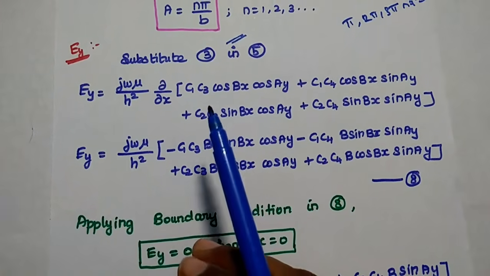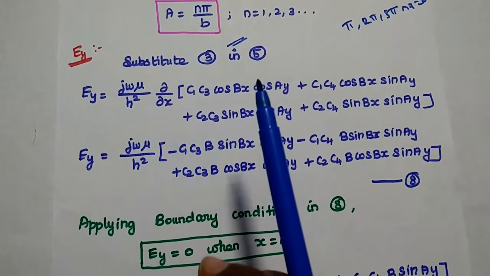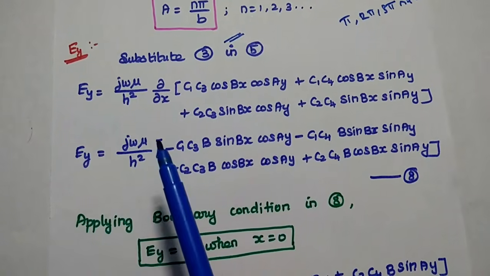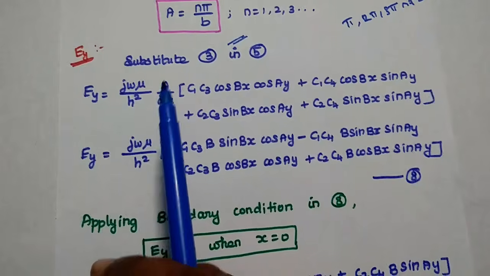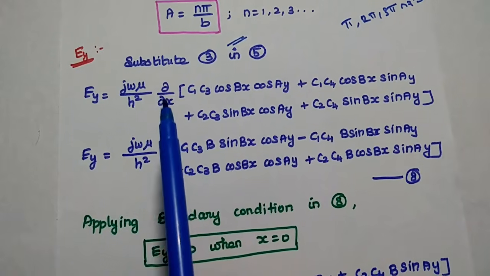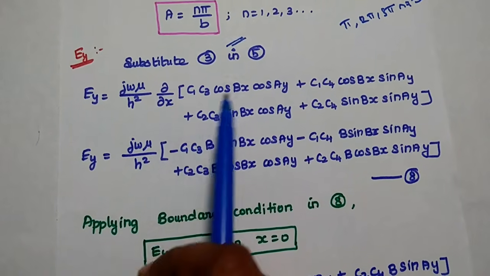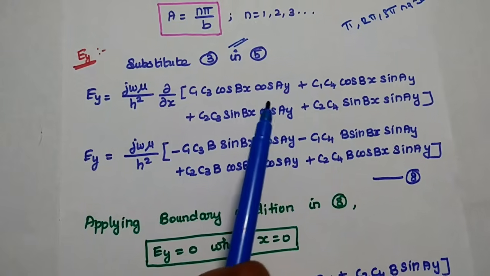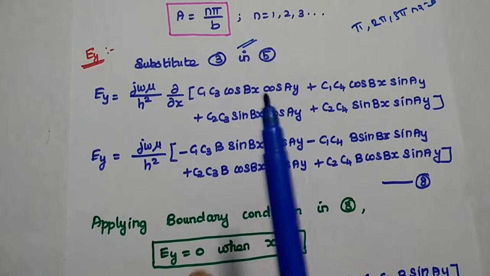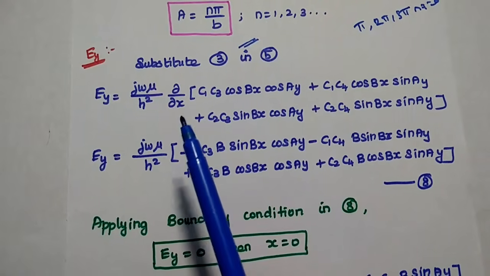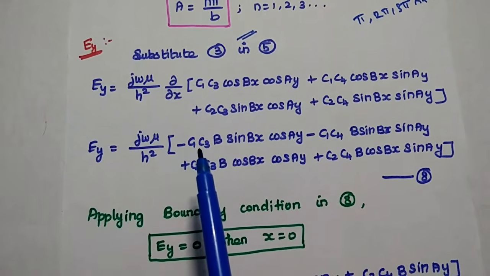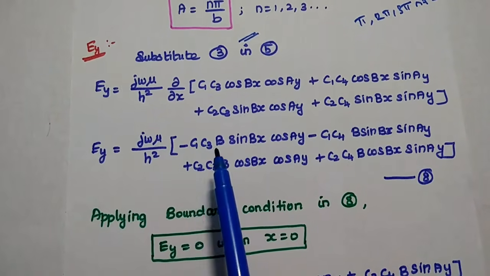Now we are going to substitute the third equation in the fifth equation. So what is the fifth equation? Ey is equal to j omega mu by h squared dou Hz by dou x. Correct? So Hz is replaced with the third equation, the same way as in the previous section. So here we are going to differentiate with respect to what? X. Okay, so this term can be written like this: minus C1 C3.